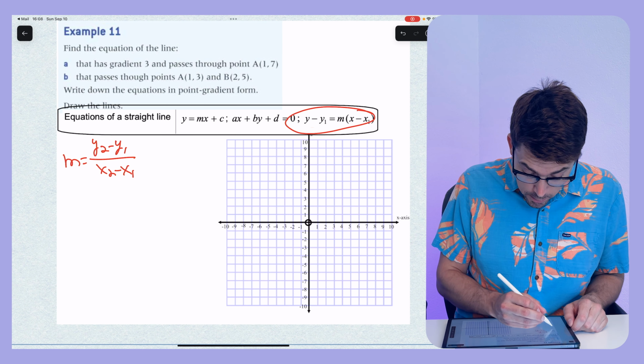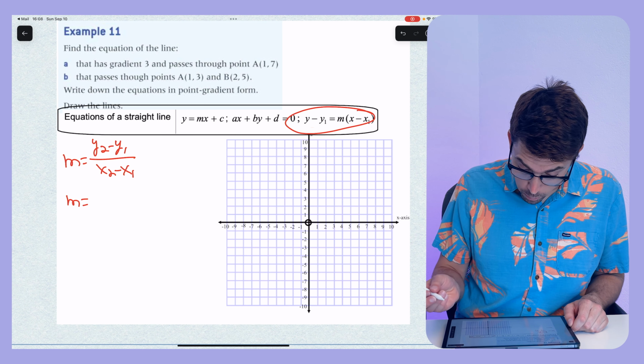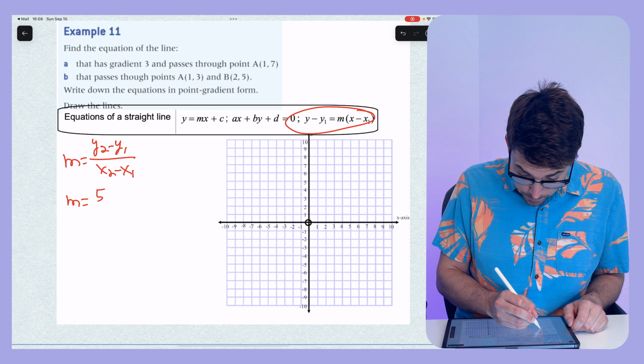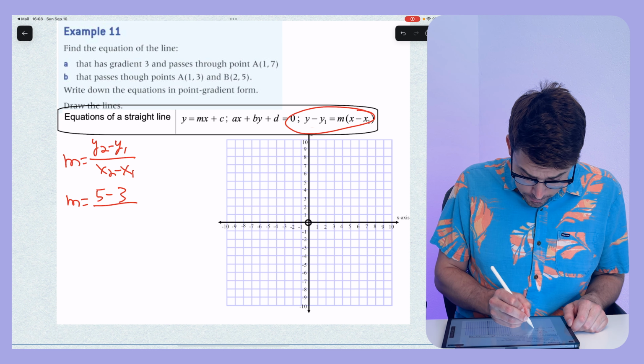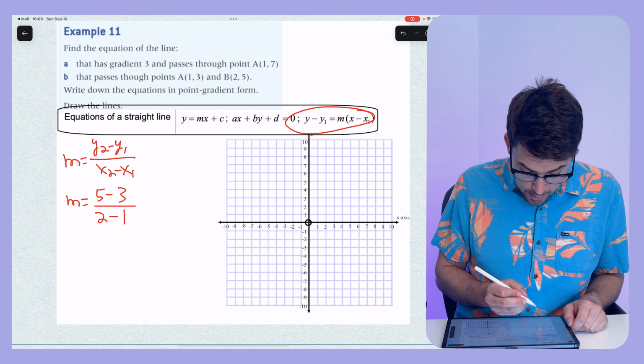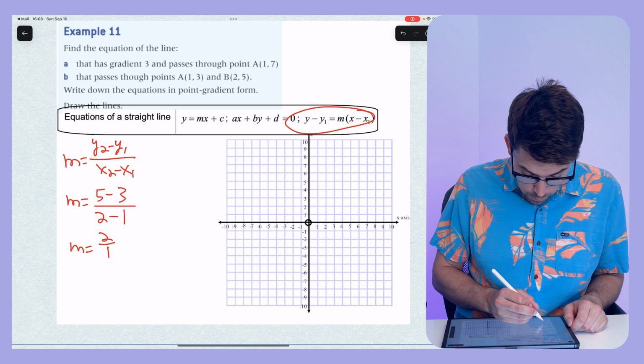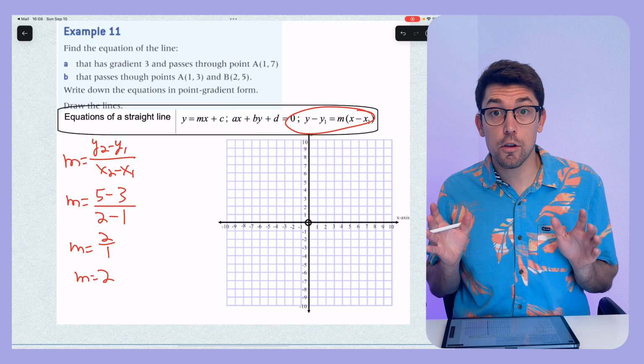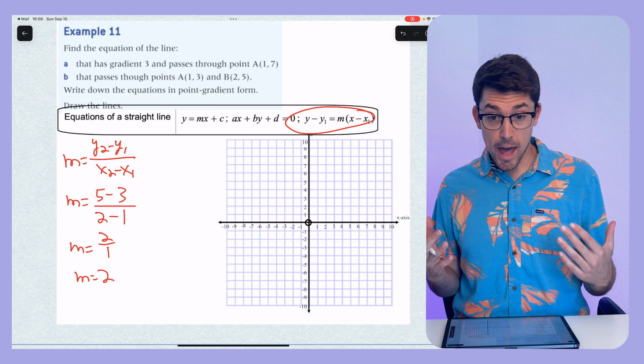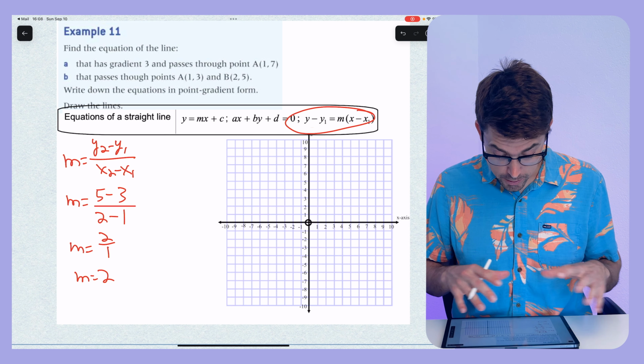All right, so if I'm going to go ahead and do that, let's call y2 5, y1 3, x2 2, and x1 1. Then I would just simplify. I would have 5 minus 3, that's going to give me 2, and 2 minus 1 is 1. So my overall slope is 2. That's going to be the value of m. Now I'm going to go ahead and erase this just to clear up some space.